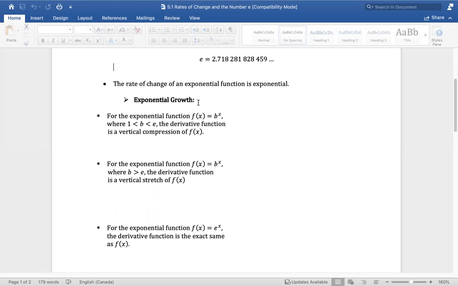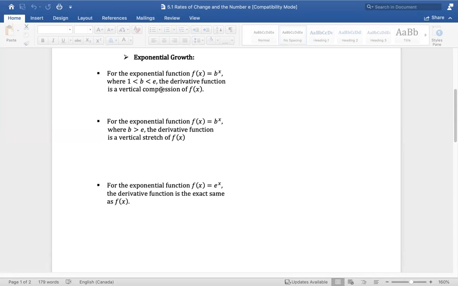So if we're looking at exponential growth, for the exponential function f of x equals b to the x, so just a review of the formula for growth and decay. Here, the b value, the base value, has to be greater than 1, because again, if it's exponential growth, if you remember, your base value has to be greater than 1. So here I'm greater than 1, but I'm less than e. So what was e again? So let's just write that out here. Over to the side, e was, let's say we'll use 2.72. So what we're really saying here is that if b is greater than 1, but between 1 and 2.72, right? Then the derivative function is going to have a vertical compression in comparison to the original function. The derivative function is going to be a vertical compression.